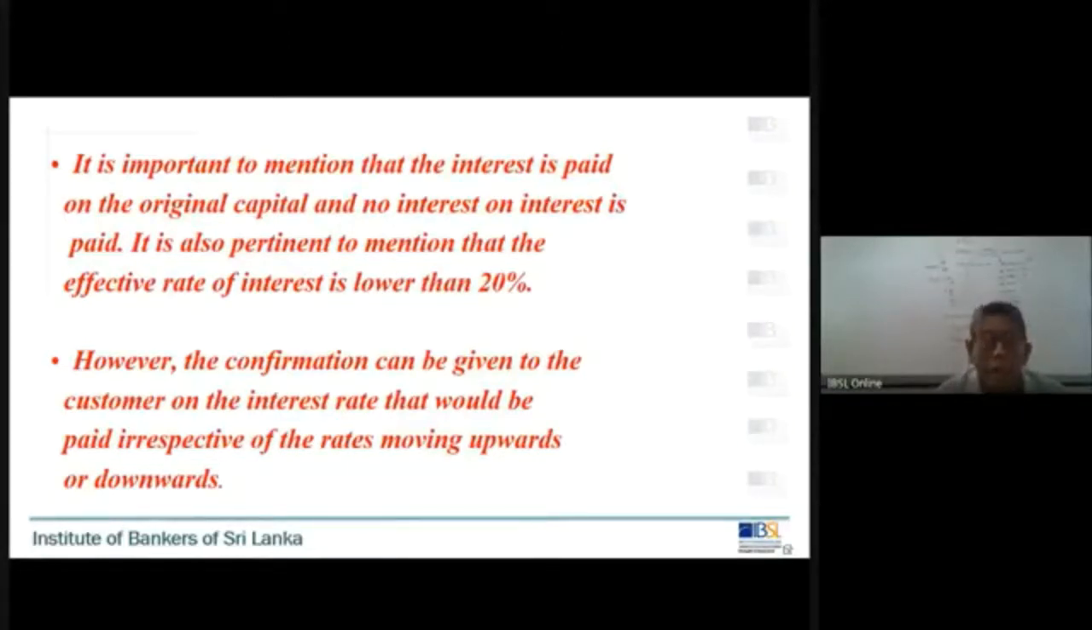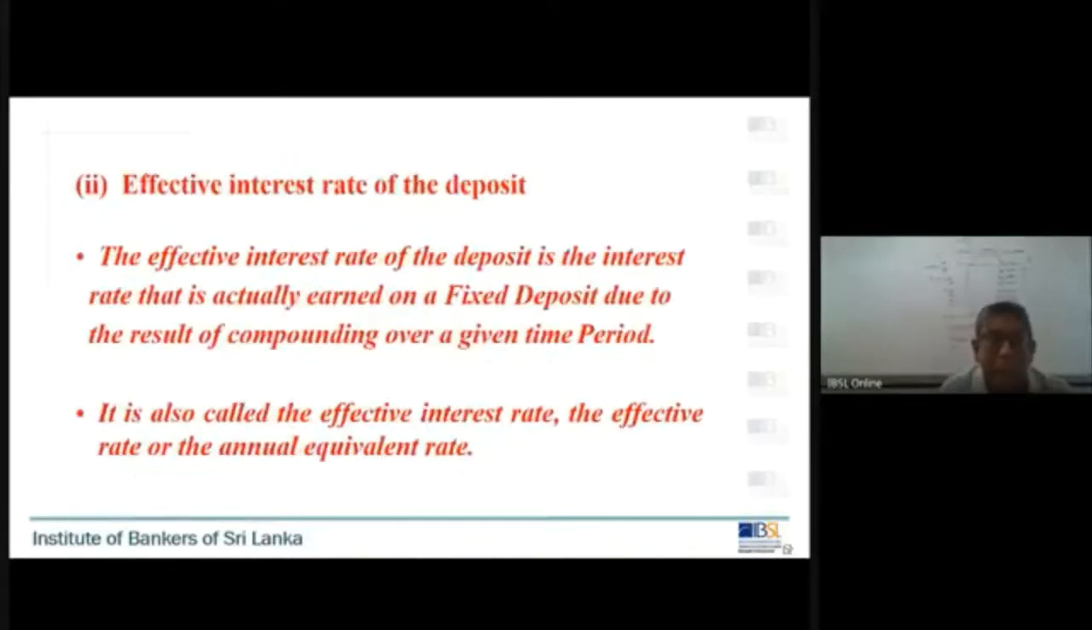You are not getting interest on interest in a normal account, but as far as the effective interest rate of the deposit is concerned, it is the interest rate that is actually earned on a fixed deposit as a result of compounding over a given period of time.